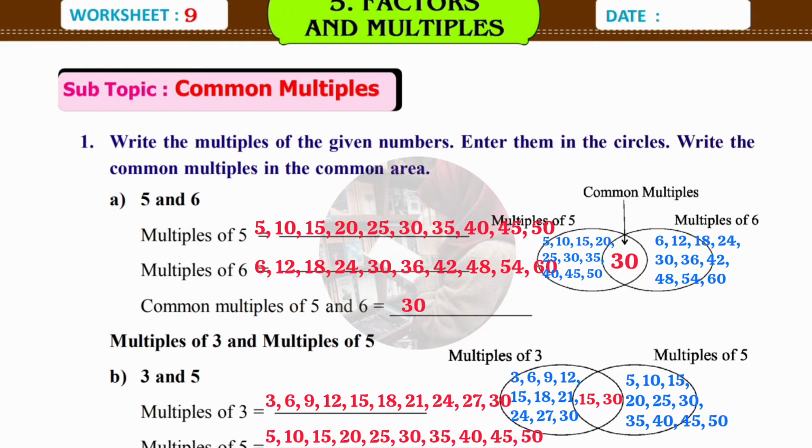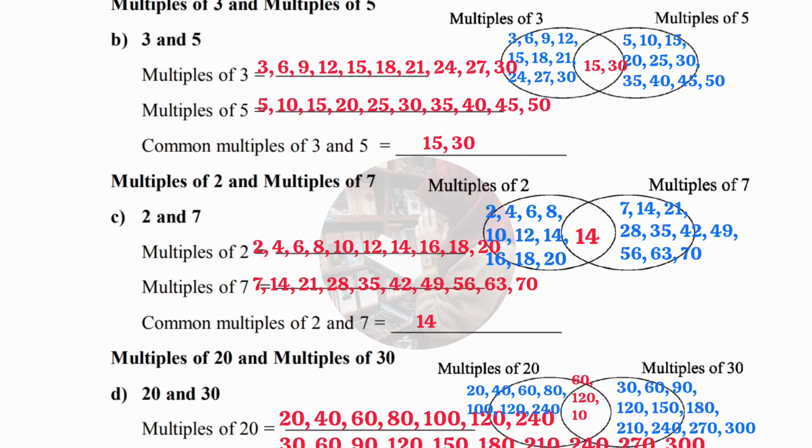Okay, so next, the given numbers are 3 and 5. First of all, we have to write down the multiples of 3, up to 10. 3 ones are 3, 3 twos are 6, 3 threes are 9, 3 fours are 12, 3 fives are 15, 3 sixes are 18, 3 sevens are 21, 3 eights are 24, 3 nines are 27, 3 tens are 30. Like that, for 5 also: 5, 10, 15, 20, 25, 30, 35, 40, 45 and 50.